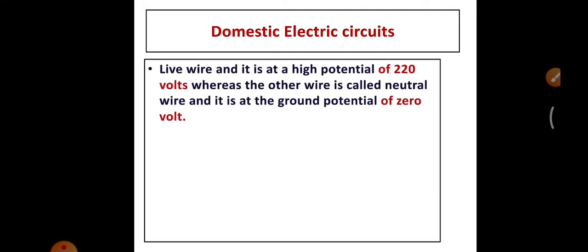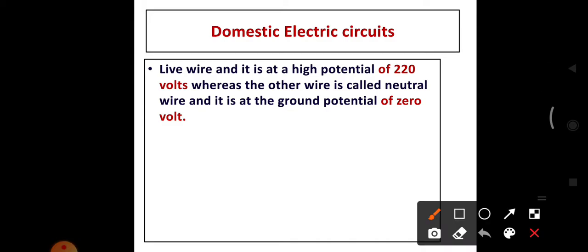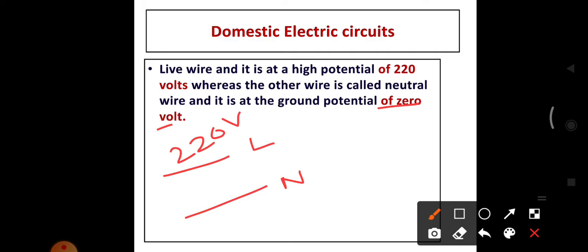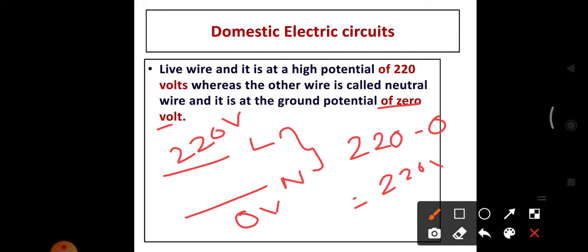And the live wire carries the 220 volts and the neutral wire carries the 0 volts. So this is a live wire and this is a neutral wire. The live wire carries 220 volts and the neutral wire carries 0 volts. So the potential difference between these two wires is 220 volts. 220 minus 0 equals 220 volts. It is a very important one-mark question.